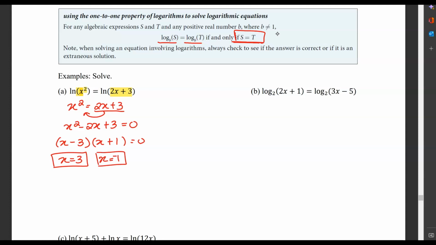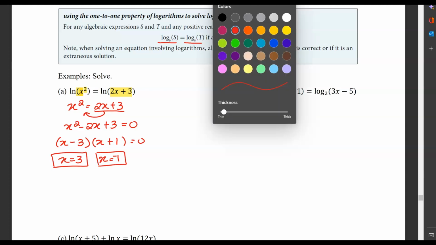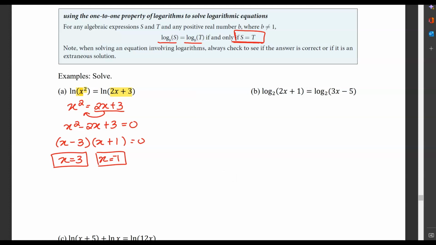Now, before we move on, we do need to check to make sure both of these values work inside of our logarithm. So when we plug this in, if I plug in 3 here, 3 squared is still going to be positive. So in terms of ln of x squared, let's do it this way. Let's make a quick table here. And then my other one is ln of 2x plus 3.